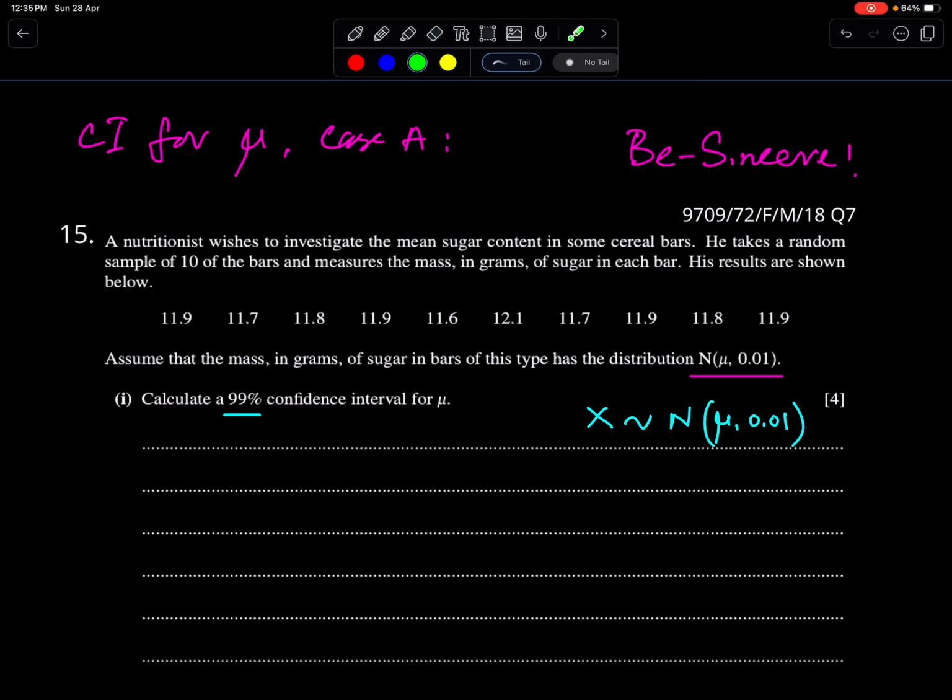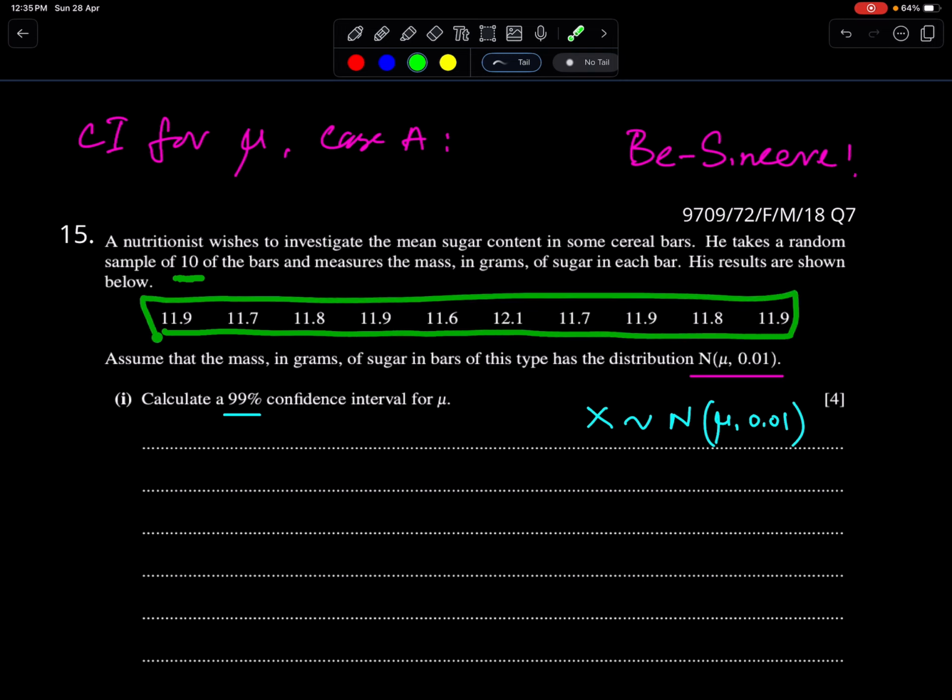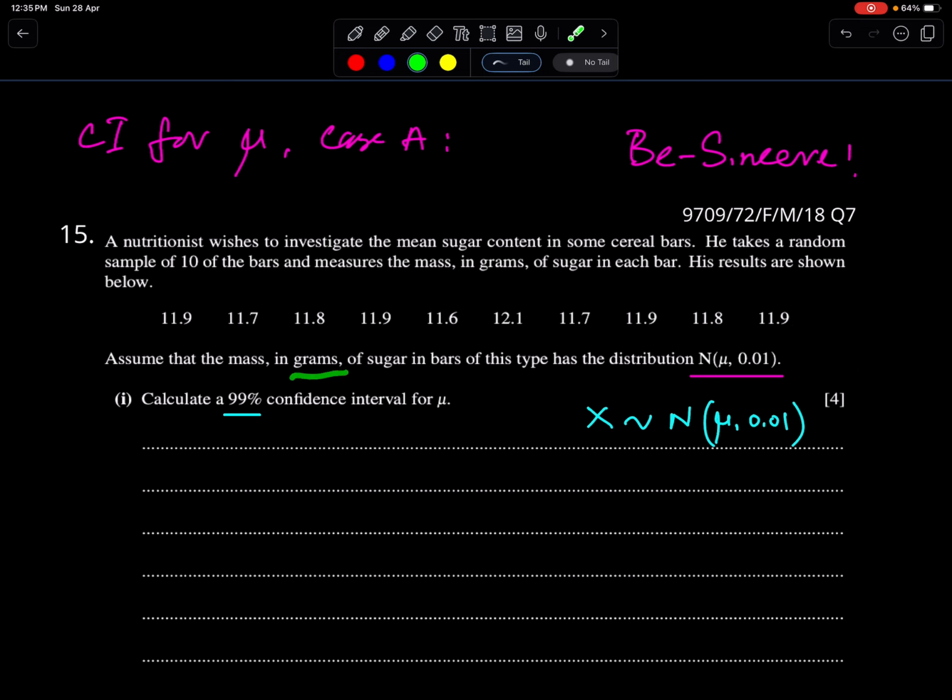A nutritionist wishes to investigate the mean sugar content in some cereal bars. He takes a random sample of 10 of the bars. These are the 10 data values. Assume that the mass in grams of sugar in bars of this type has the normal distribution. This means the population is normal, that is, X is normal.